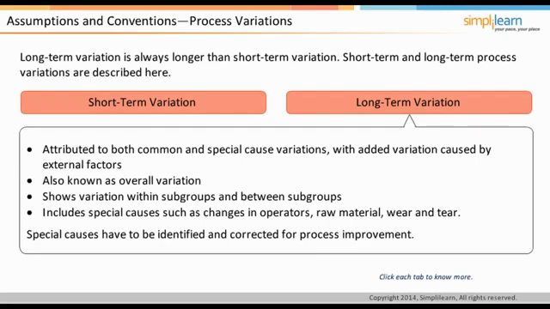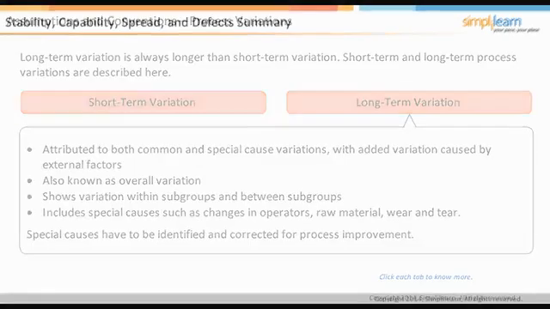Long-term variations are due to common as well as special causes. The added variation, or abnormal variation, is due to factors external to the usual process. Long-term variation is also known as the overall variation and is a sample standard deviation for all the samples put together. Long-term variation shows variations within the subgroup and between subgroups. Special causes increasing variation include changes in operators, raw material, and wear and tear. The special causes need to be identified and corrected for process improvement.